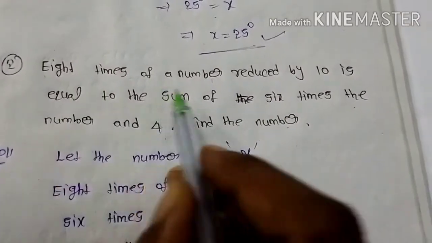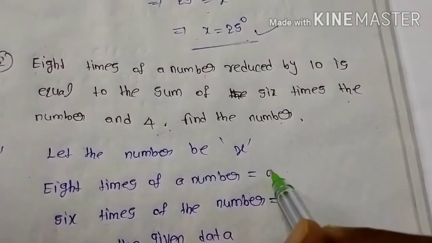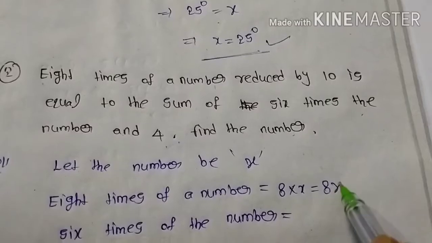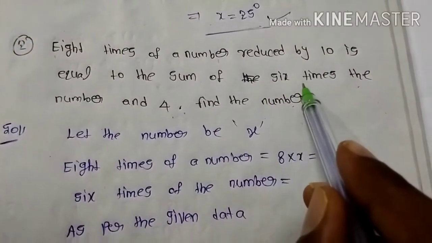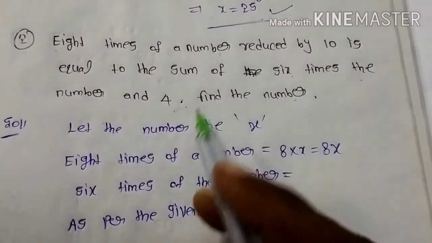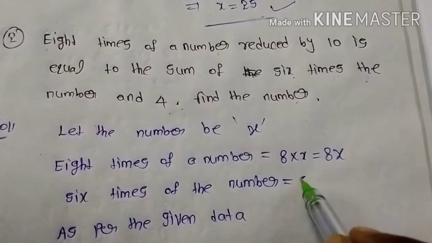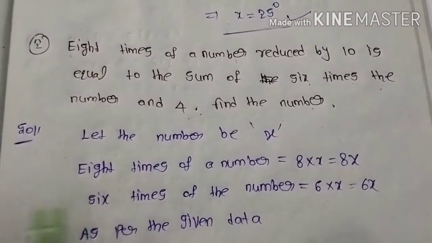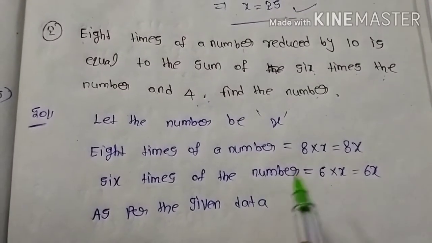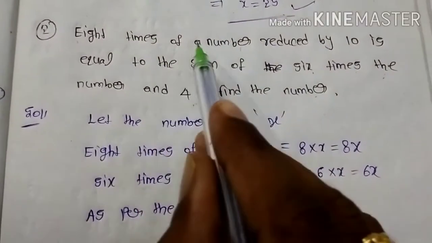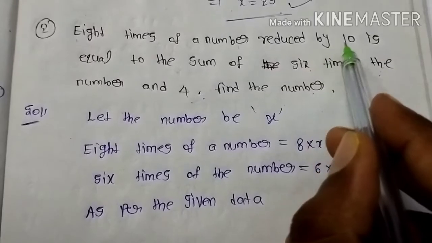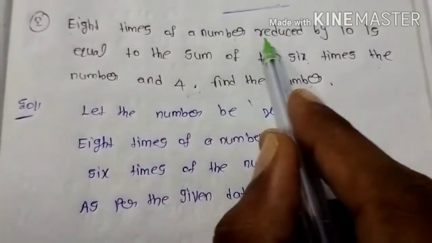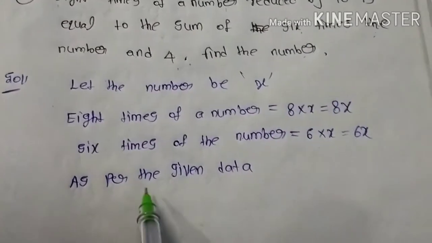First of all, 8 times a number means you can just multiply 8 into x. It will be 8x or not? Yes. Next, you can see one more here, 6 times the number. 6 times the number means 6 into x. Yes or no? 6 into x is equal to 6x. But as per the given data, 8 times a number reduced by 10. That means you can subtract here.